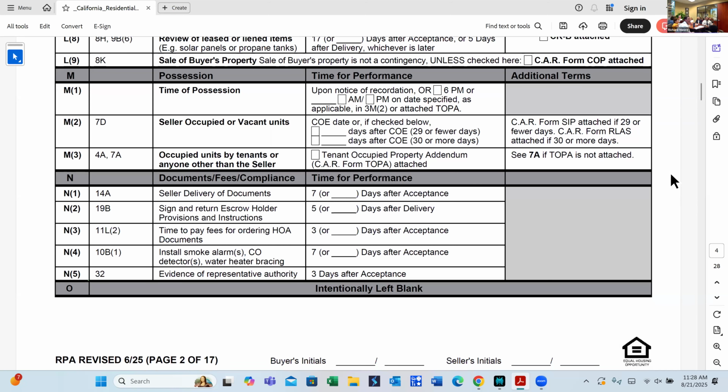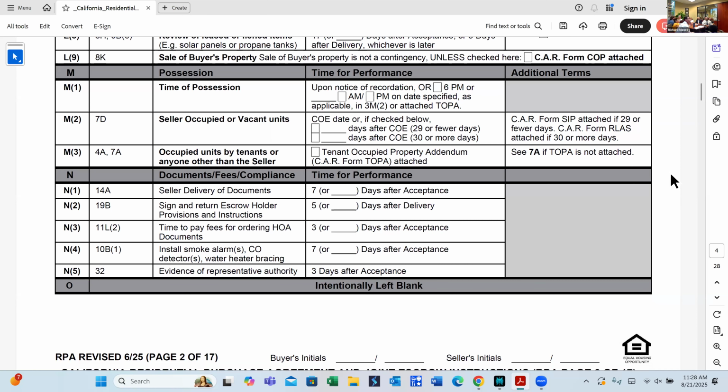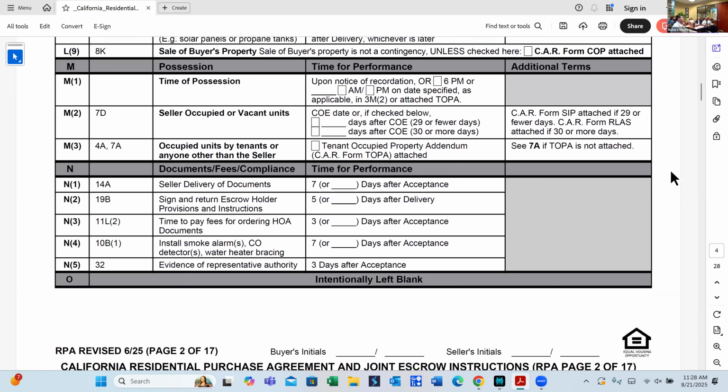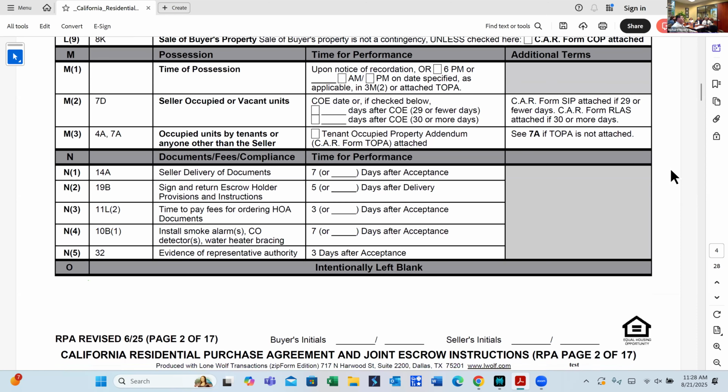And then section M3, occupied units by tenants or anyone other than seller. Let's assume we make an offer on a property, we don't know it's tenant occupied, the seller has an obligation contractually to respond, notifying us and using a form TOPA, tenant occupied purchase agreement, or tenant occupied property addendum, notifying us of the fact that this property is tenant occupied.